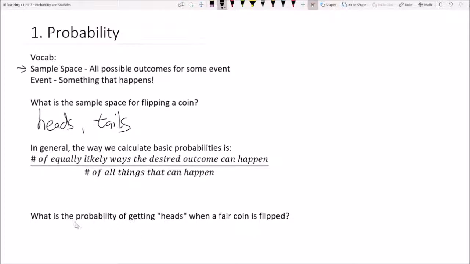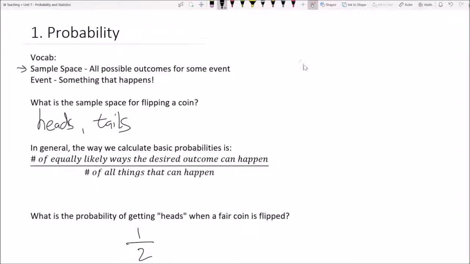So for example, what is the probability of getting heads when a fair coin is flipped? It goes like this. How many different ways could we possibly get heads? Well, there's only one head on a coin, so that would be 1. And how many things could happen when you flip a coin? Well, that's a sample space. That's 2 things. So 1 out of 2 is that probability.